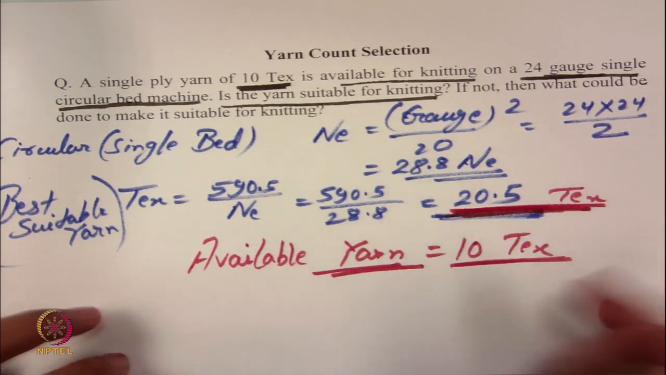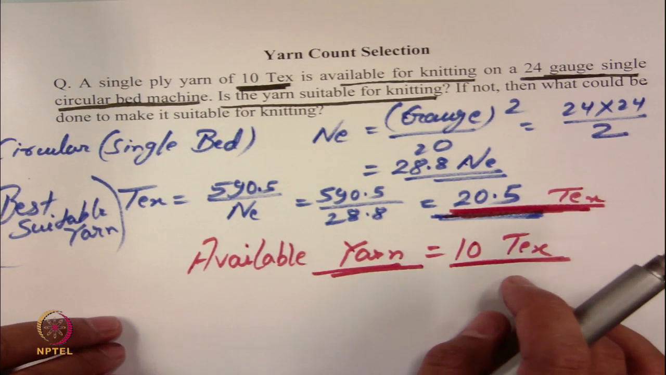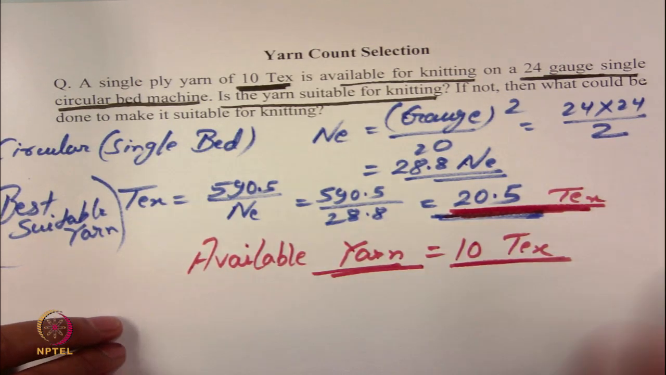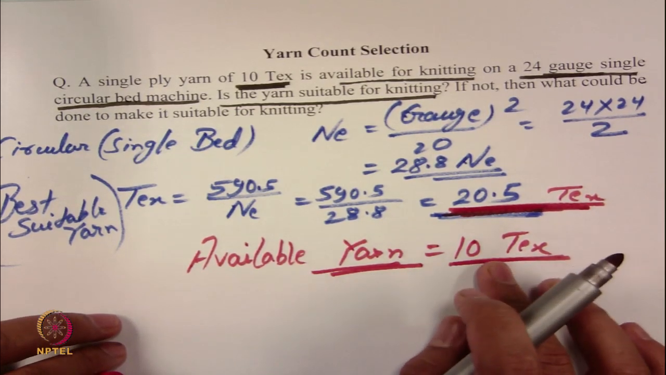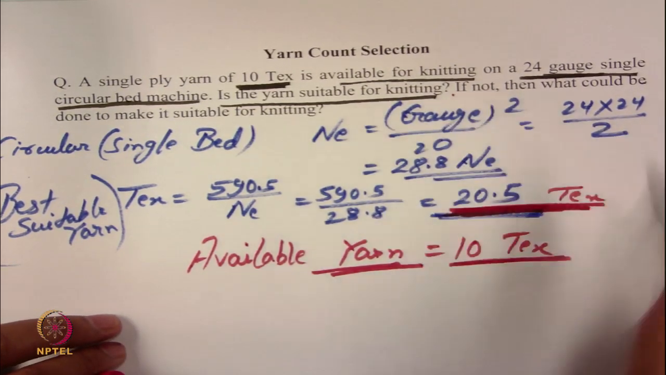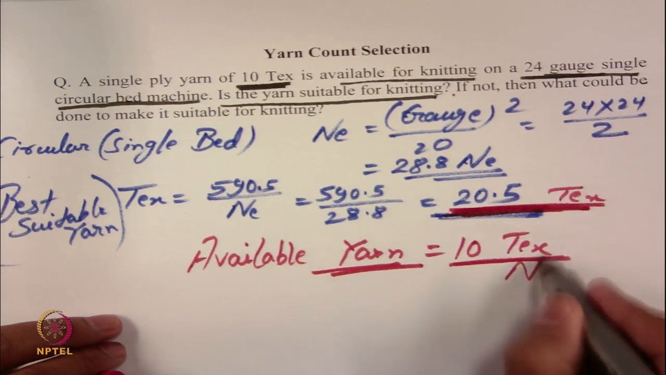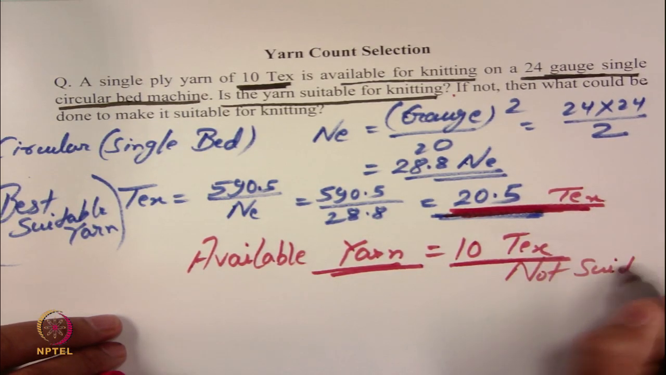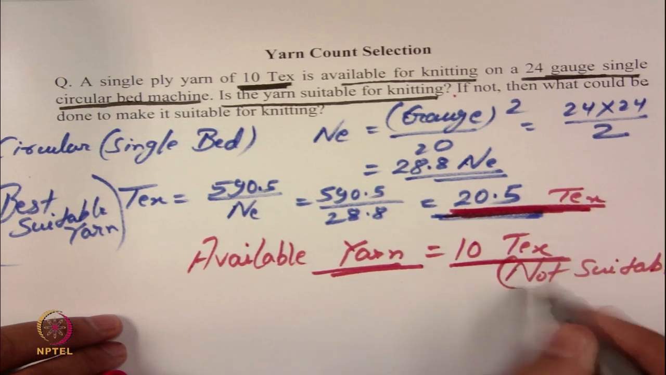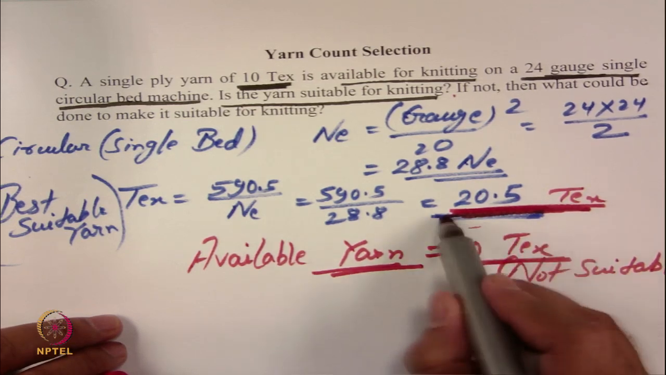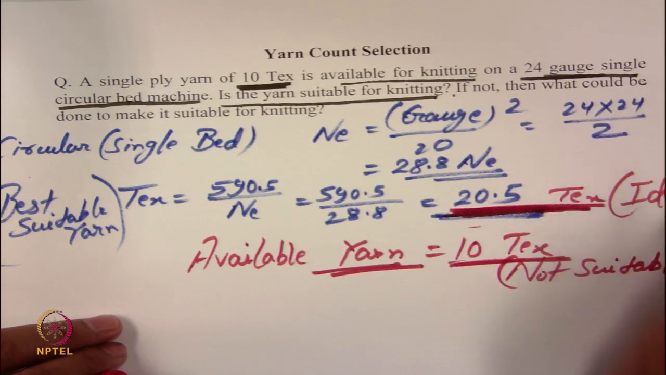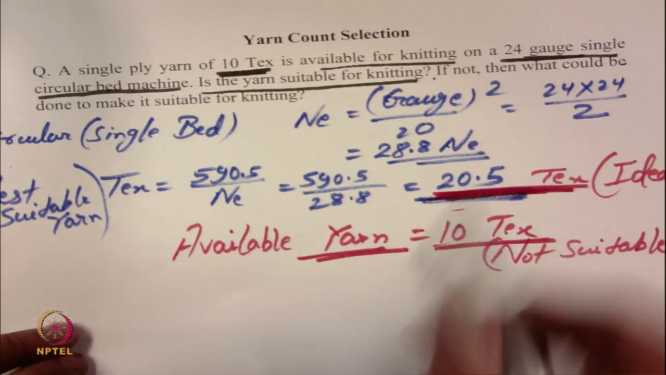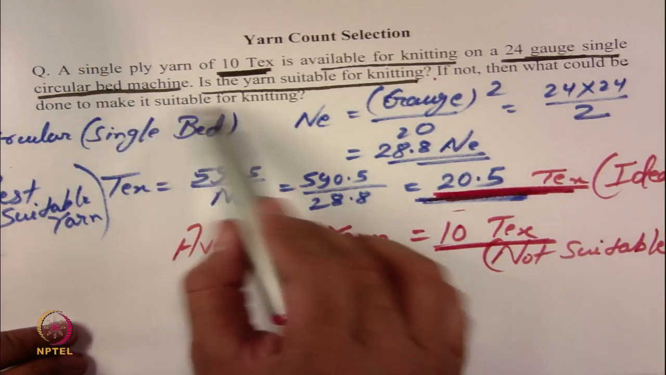So, it is always better to go for some processing on this yarn and increase its yarn count. So, the yarn is not suitable, because it has a much lower tex compared with the ideal one. So, this is ideal and this is not suitable. If not, then what could be done to make it suitable for knitting?